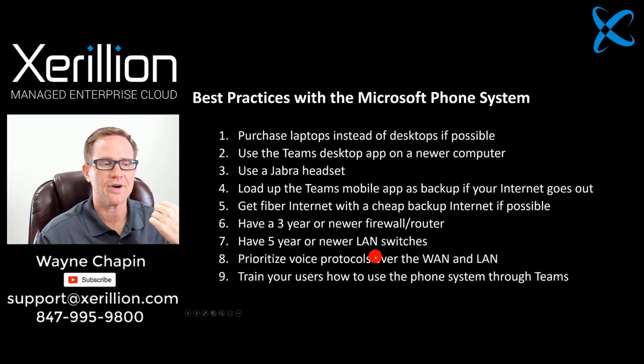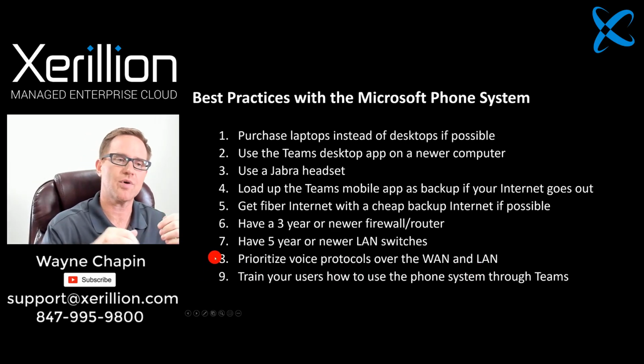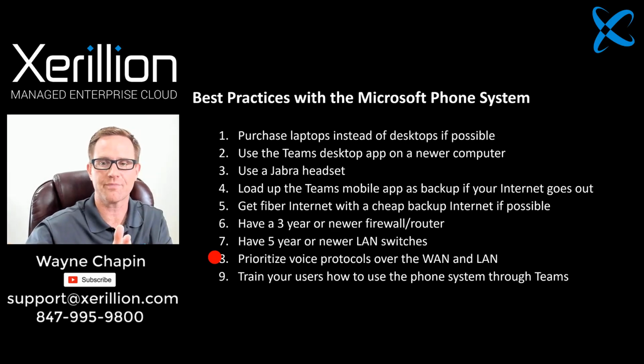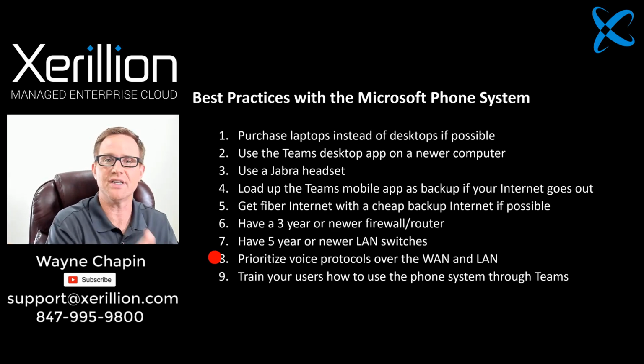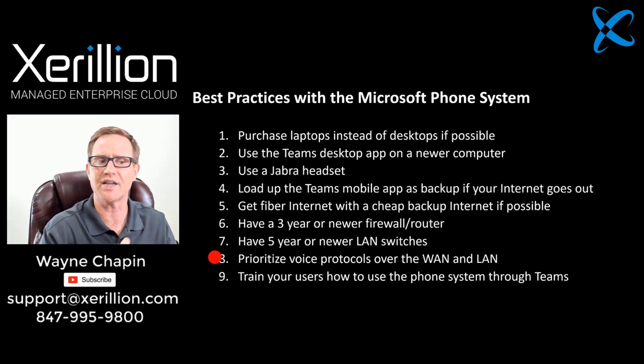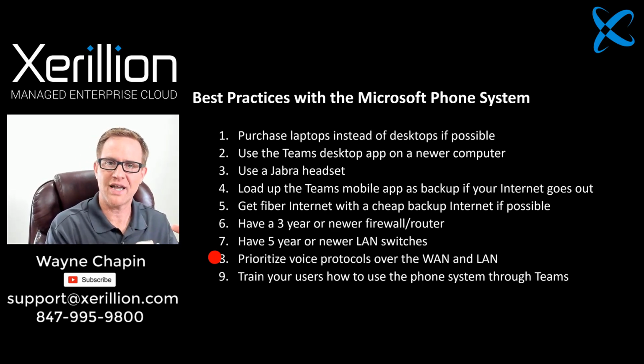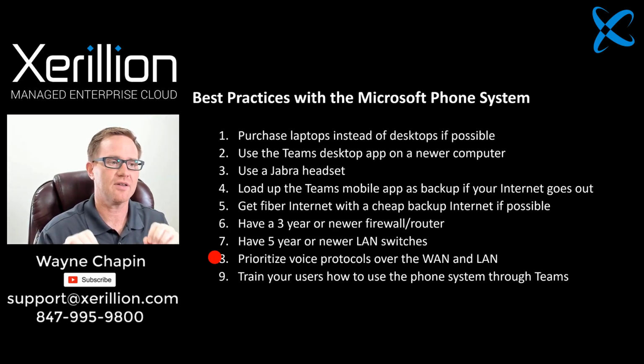And on your local area network switches, have 5-year or newer LAN switches. And ideally we could prioritize those voice protocols over the internet connection, the WAN, or the local area connection. I mean, that's a primo solution. You don't have to have a VLAN set up for your voice and a VLAN set up for your computers. That really is not necessary. But if we can have your LAN and your firewall prioritizing the voice traffic on your network on top of everything else, that's really great if we can do that.